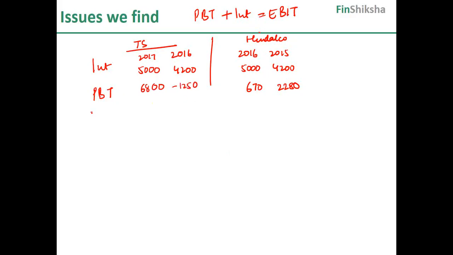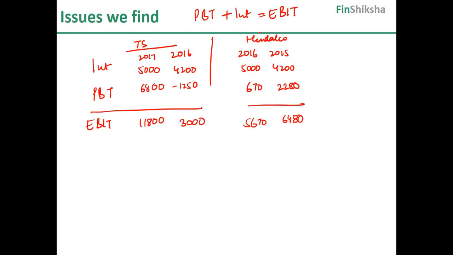So if I add these two and add these two, we will get the EBIT numbers. So this gives me 11,800. This gives me approximately 3,000. This gives me 5,670 and this gives me about 6,480. Correct? Those are the numbers we calculate for EBIT, and that's what we are looking at in terms of our calculations.